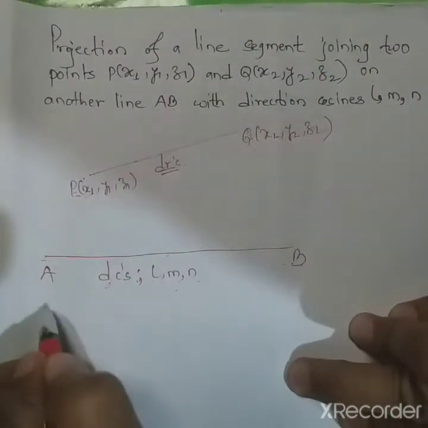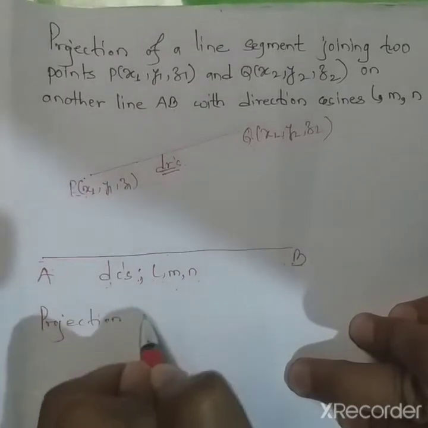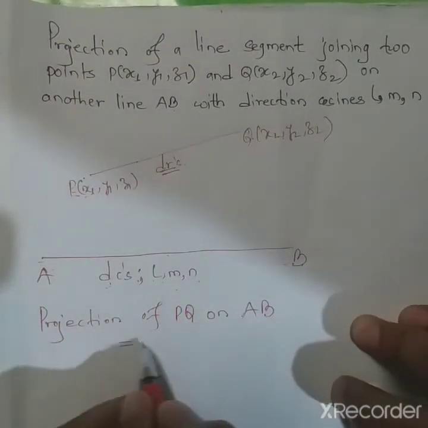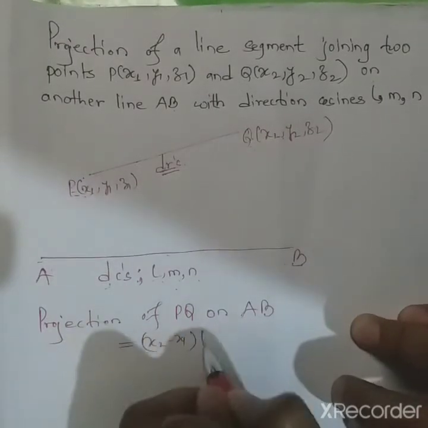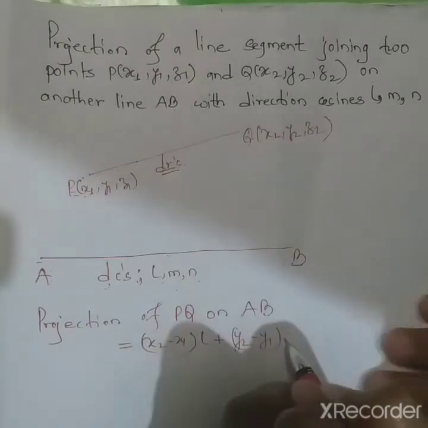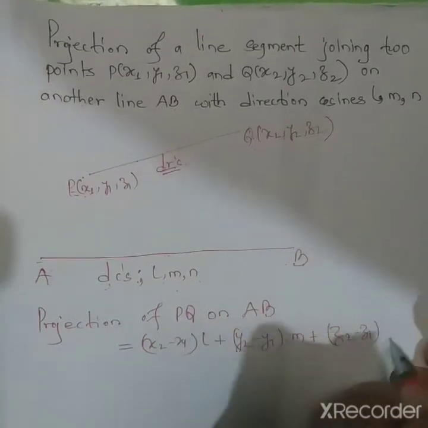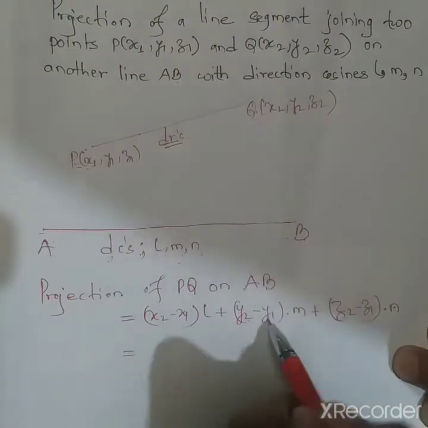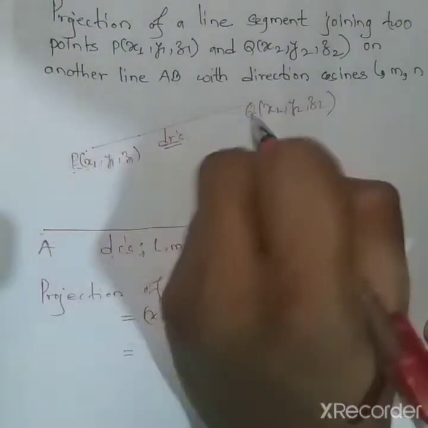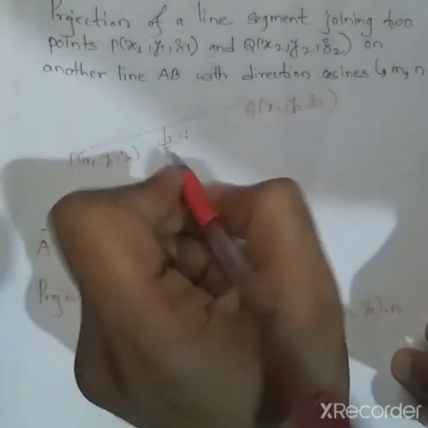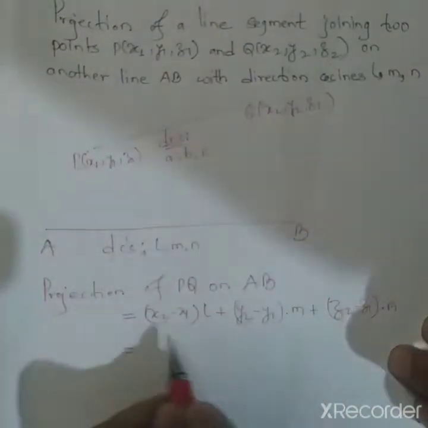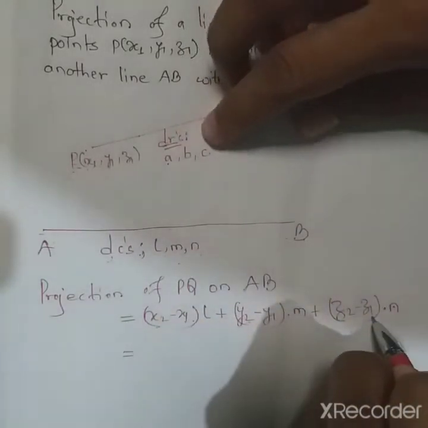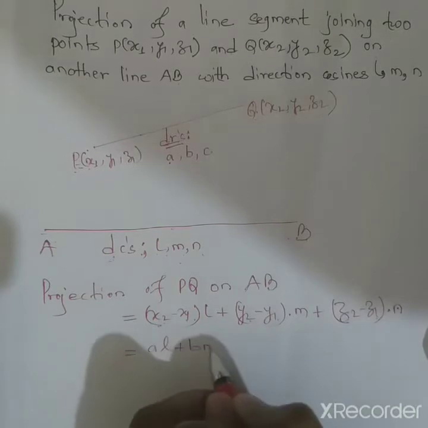So the projection of PQ on AB equals, there is a formula, and that is (x2 minus x1) times L plus (y2 minus y1) times M plus (z2 minus z1) times N. As we have already discussed, x2 minus x1, y2 minus y1, z2 minus z1 are the direction ratios of the line PQ. Direction ratios are basically denoted by A, B and C, where A represents x2 minus x1, B represents y2 minus y1 and C represents z2 minus z1. So we can write this as AL plus BM plus CN.